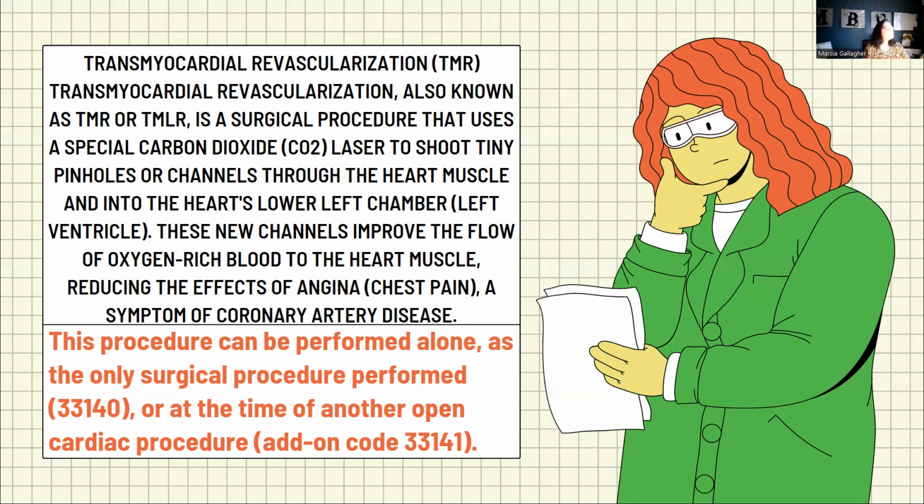So this procedure can be performed alone as the only surgical procedure performed, and it's going to be CPT code 33140, or at the time of another open cardiac procedure, and you're going to use the add-on code 33141. So just touching on another procedure that can be used, please look this up in your CPT book. Do a little labeling, highlighting, writing some notes, just getting to know your CPT manual and the codes that are there.